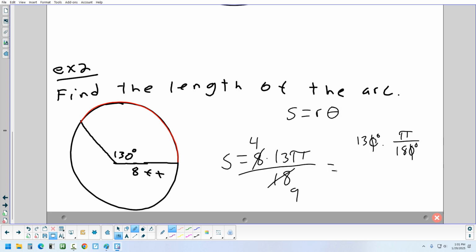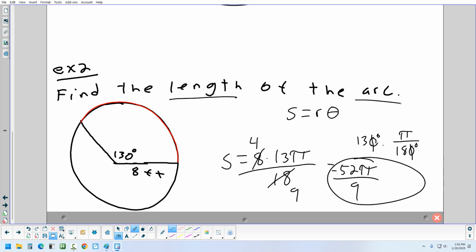What's 4 times 13? 52. Don't forget the pi is still there. And don't forget the 9 is still in the bottom. And what did we just find? The arc length. We found the length of the arc. So what should I put for a label on that? Feet. In this problem, it's feet, because my lengths were in feet.